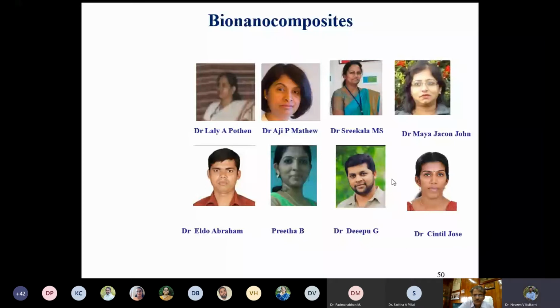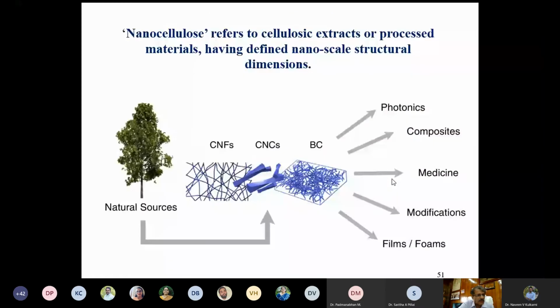Next slide, please. Just show you a couple of slides what I do using bio nanocomposites. See, we extract bio nanomaterials from agricultural waste. And effectively, we make nanocellulose. And we make use of these materials, nanocellulose, for photonics, composites, medicine, modification, manufacture of films and foams for multiple applications. Next slide, please.